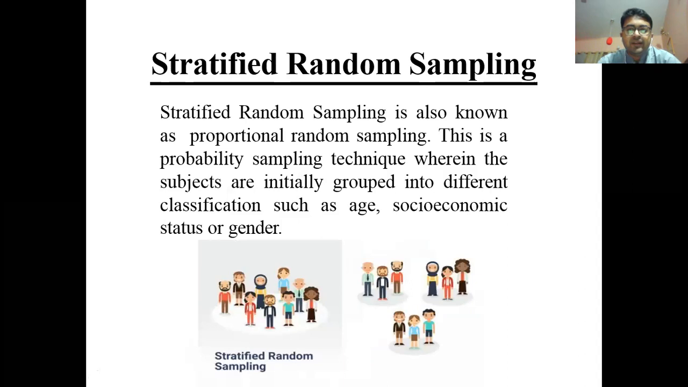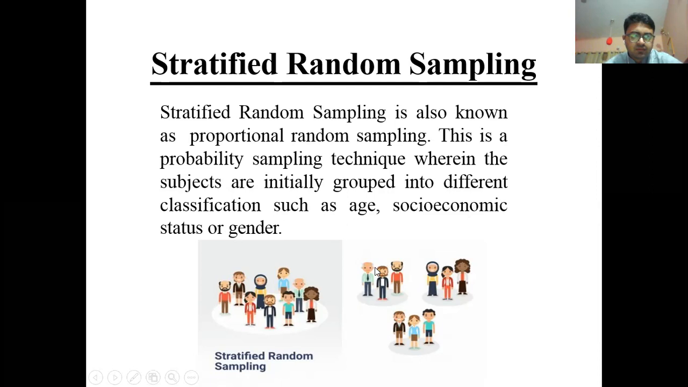Now, there is stratified random sampling. This is also known as proportional random sampling. This is a probability sampling technique where the subjects are initially grouped into different classifications such as age, socioeconomic status, and gender. Basically, in stratified random sampling, the researcher will make the strata of the population first. Here, one stratum is the old persons, the second stratum is, for example, the 30 to 40 age group, and another is, for example, 5 to 15 years.